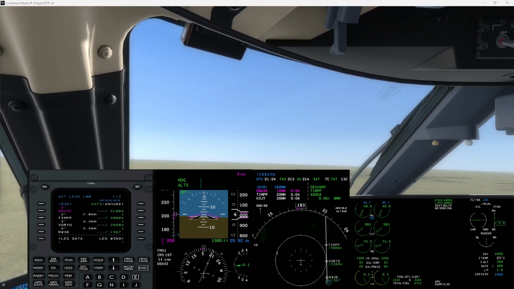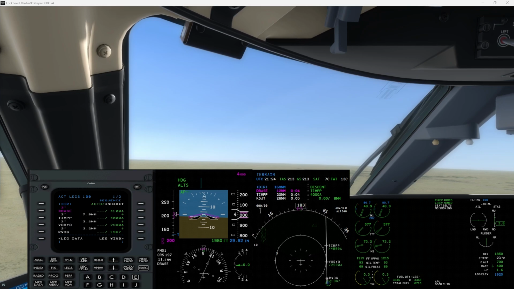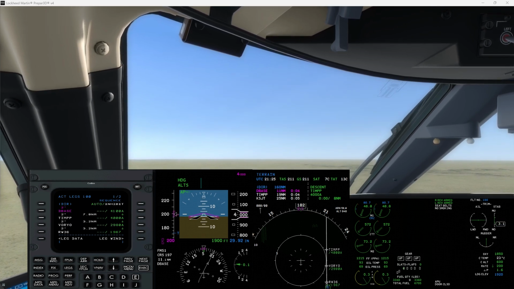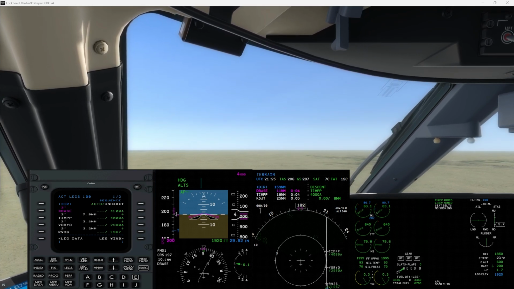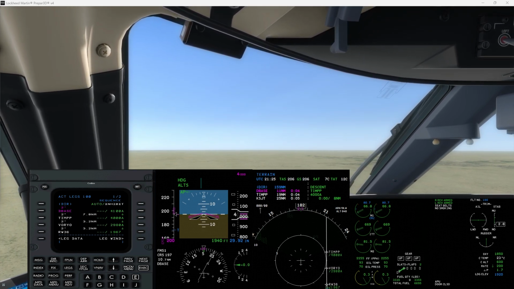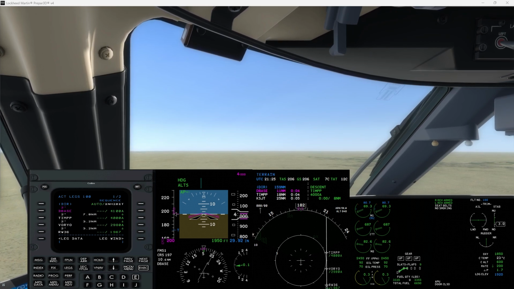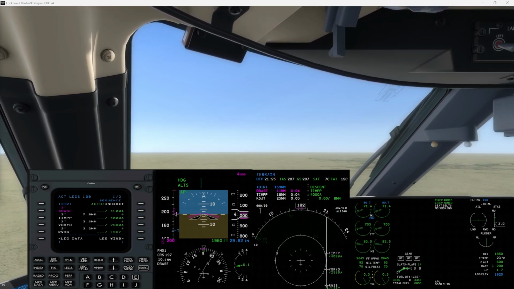My line check airman told me that as soon as you abeam the final approach fix, you could start turning in because you're doing a visual approach. So you could just make a base turn as you cross the final approach fix and just be prepared to slow down, bring the gear down, flaps 30.